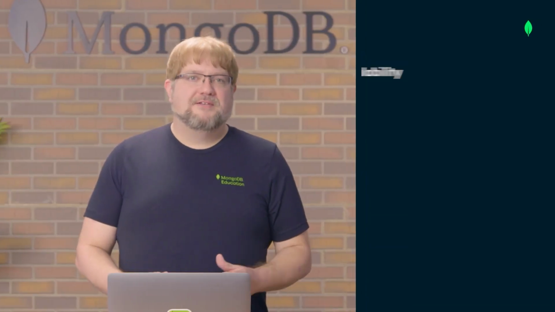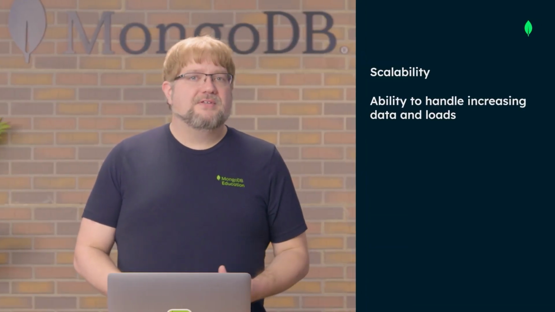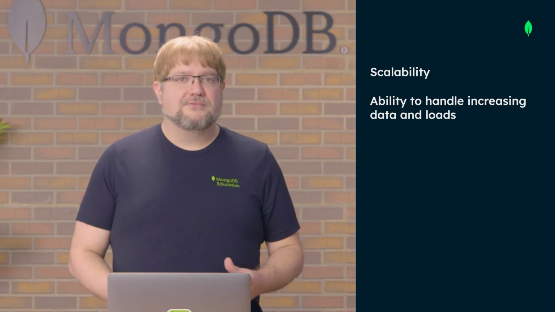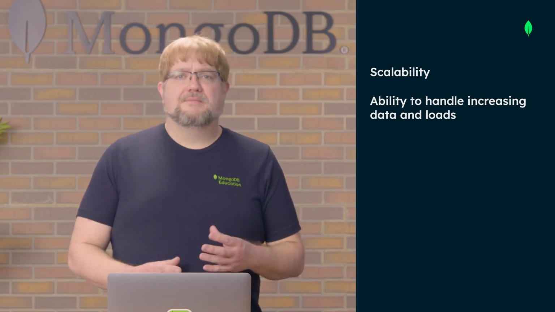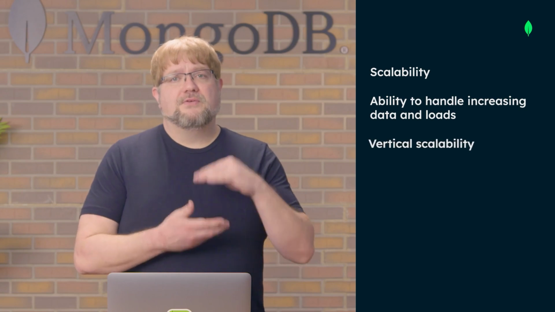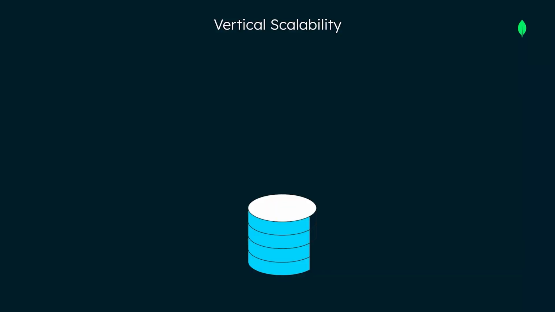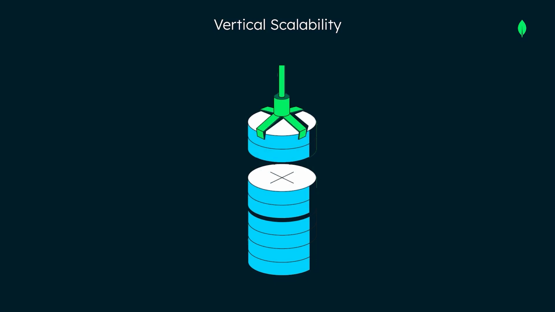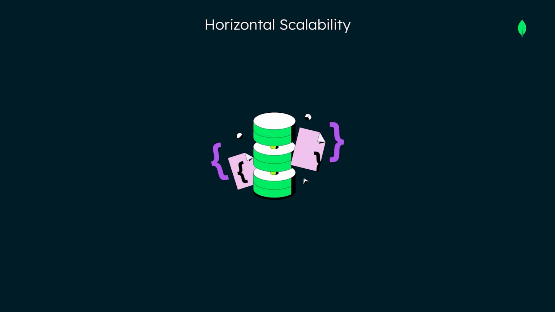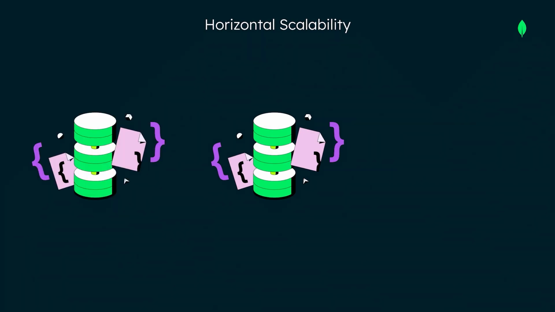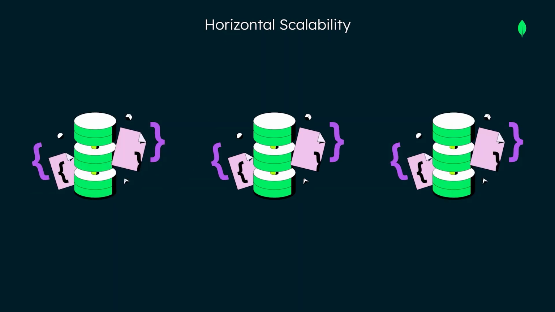We'll begin with scalability, which is the ability to efficiently handle increasing data and user loads. When we talk about scalability in MongoDB, we're referring to vertical scalability and horizontal scalability. Vertical scalability means adding more resources to a single server, firming up CPU, memory, and storage to meet demand. Horizontal scalability refers to spreading data across multiple servers. This is the essence of distributing load, handling vast data efficiently, and maintaining performance as the load increases.